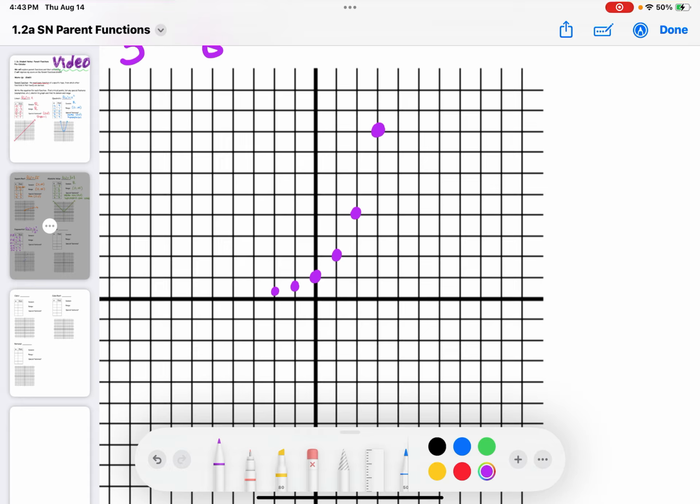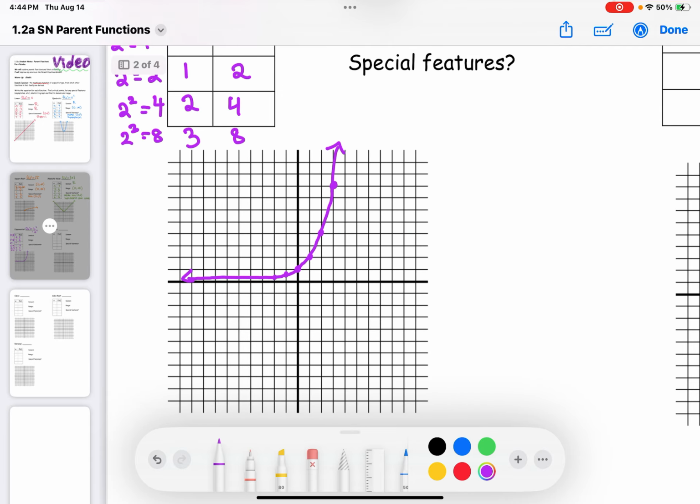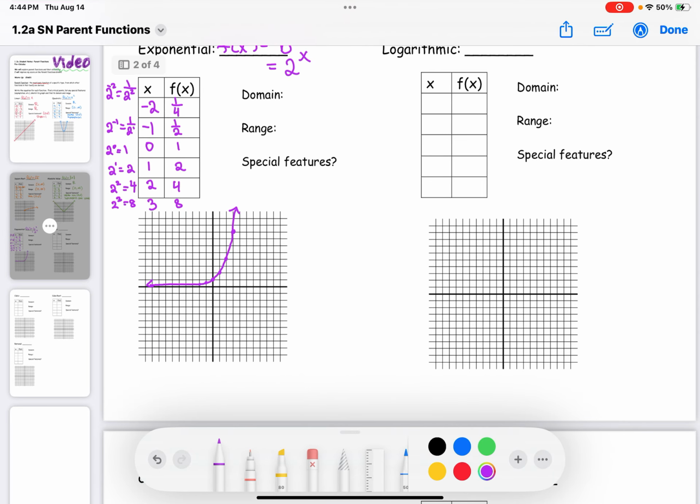So it stays really close to the x-axis. Then as it crosses the y-axis, it starts going up in a really big hurry. It does go on forever. If we think about trying to make those y values negative, 2 to any power will never be negative.